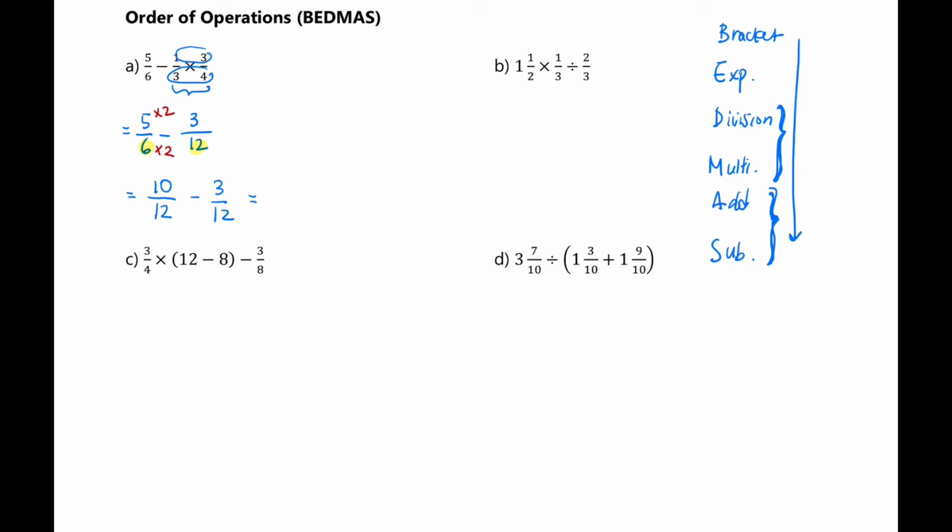Okay, so this equals to, now that they have a common denominator, we can just subtract the numerators. So we have 10 minus 3 all over 12, which is 7 over 12. We cannot simplify this any further, so we'll leave it there.